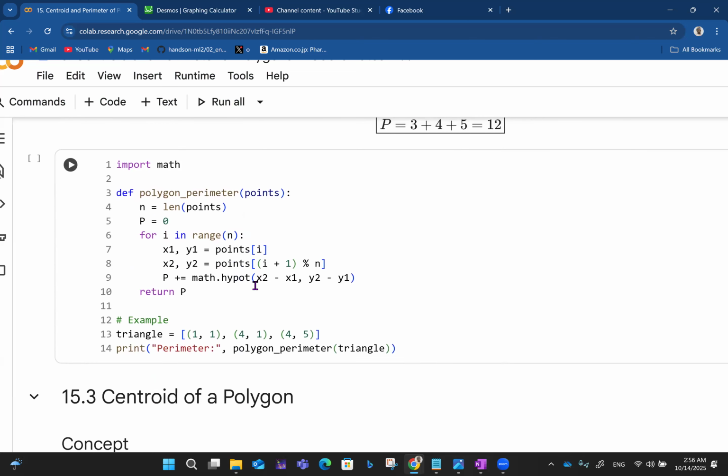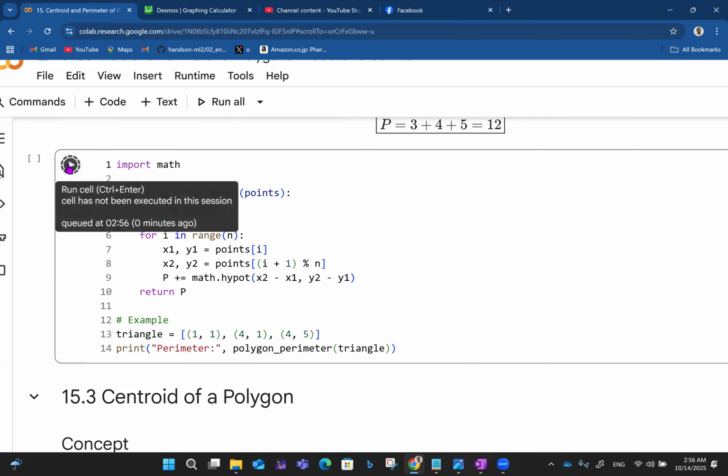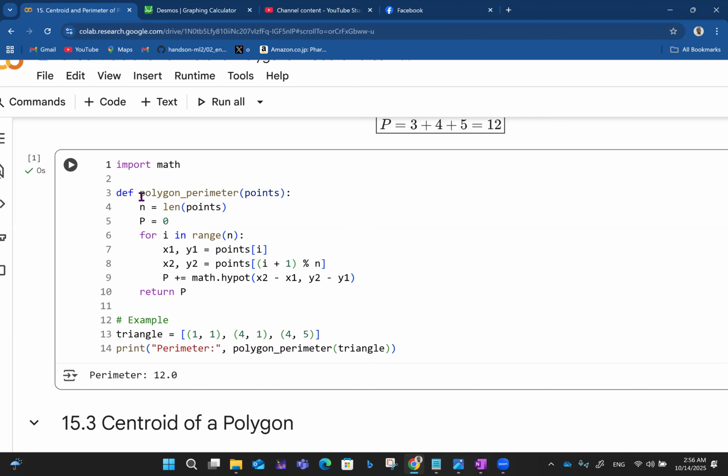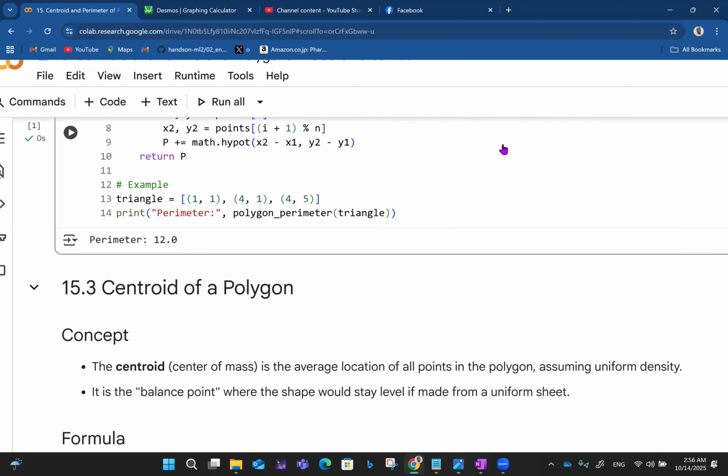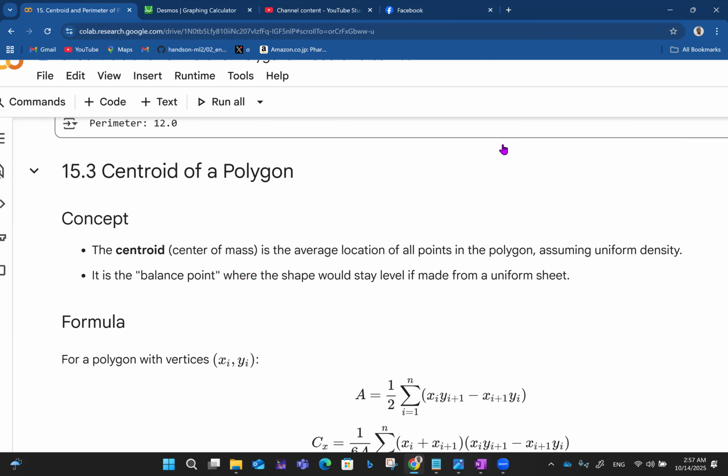Okay, so we can get that done easily using this simple code to get the perimeter. So what we did here, I think, is we define this polygon perimeter function, and it takes in the points, and then we get a perimeter of 12.0 like we got there. Then let's talk about the centroid of a polygon.